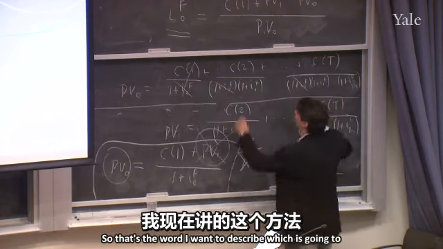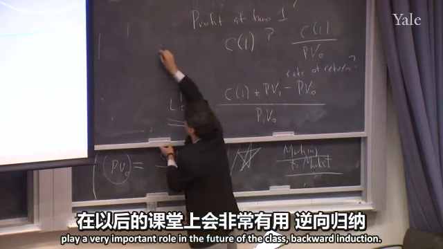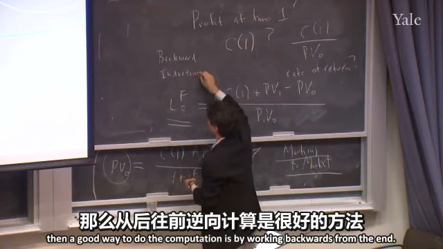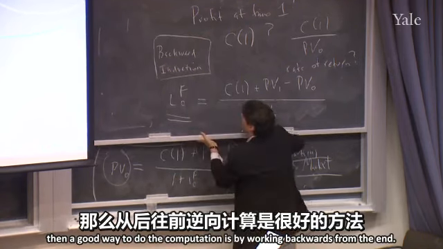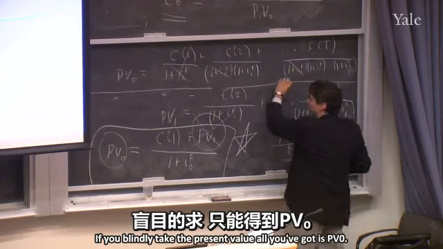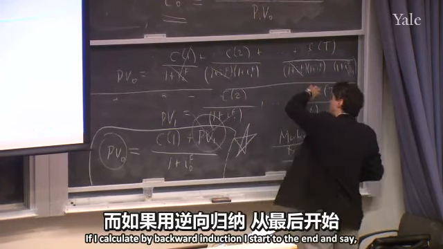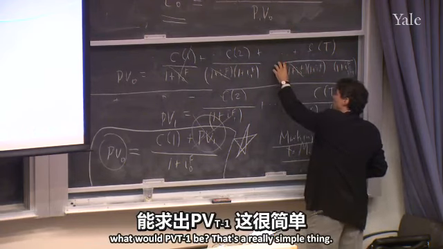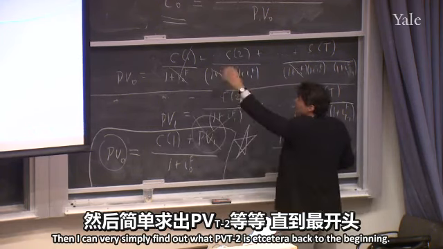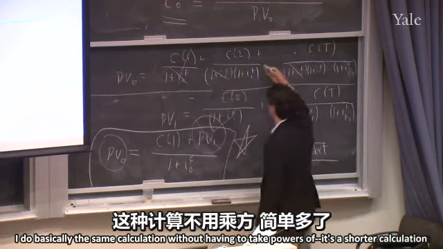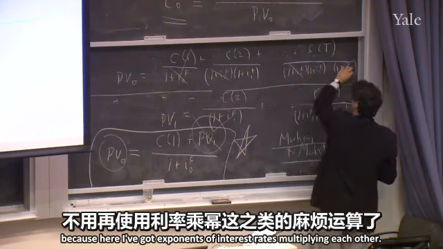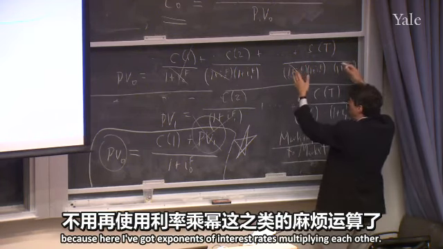So that's the word I want to describe, which is going to play a very important role in the future of the class: backward induction. It says if this formula is correct, then a good way to do the computation is by working backwards from the end. Don't just blindly take the present value. If you blindly take the present value, all you've got is PV0. If I calculate by backward induction, I start at the end and say, what would PV t minus 1 be? That's a really simple thing. Then I can very simply find out what PV t minus 2 is, etc., back to the beginning. I do basically the same calculations without having to take powers; it's a shorter calculation, because here I've got exponents of interest rates multiplying each other.